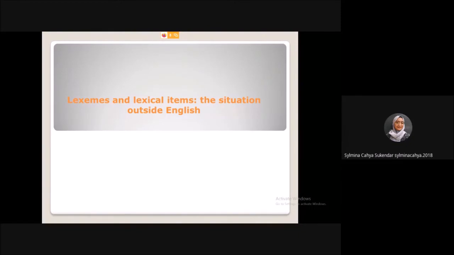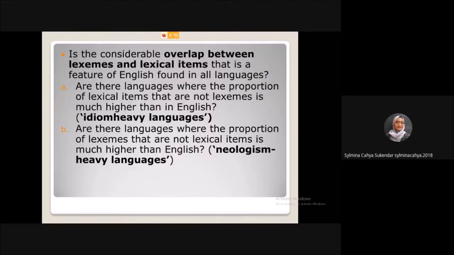Now we will move to the next topic, lexemes and lexical items, the situation outside English. For this topic, I would like you to accompany me on a little traveling because we will take a look at other languages that have a slightly different structure than English. So here I have a question to show you. Is the considerable overlap between lexemes and lexical items that is a feature of English found in all languages? The answer is, of course, no, right? But I will show you the answer later. So we will focus on this question first.